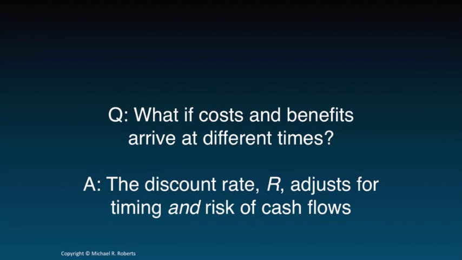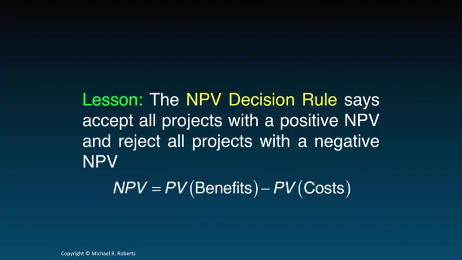So that brings us to our first lesson, which is the NPV decision rule, where NPV stands for net present value. The NPV decision rule says that we should accept all projects with a positive NPV and reject all projects with a negative NPV, where NPV is nothing more than the difference between the present value of the benefits and the present value of the costs. In other words, if the present value of the benefits is bigger than the present value of the costs, that's a good thing. That creates value, and we want to undertake that project or make that decision.